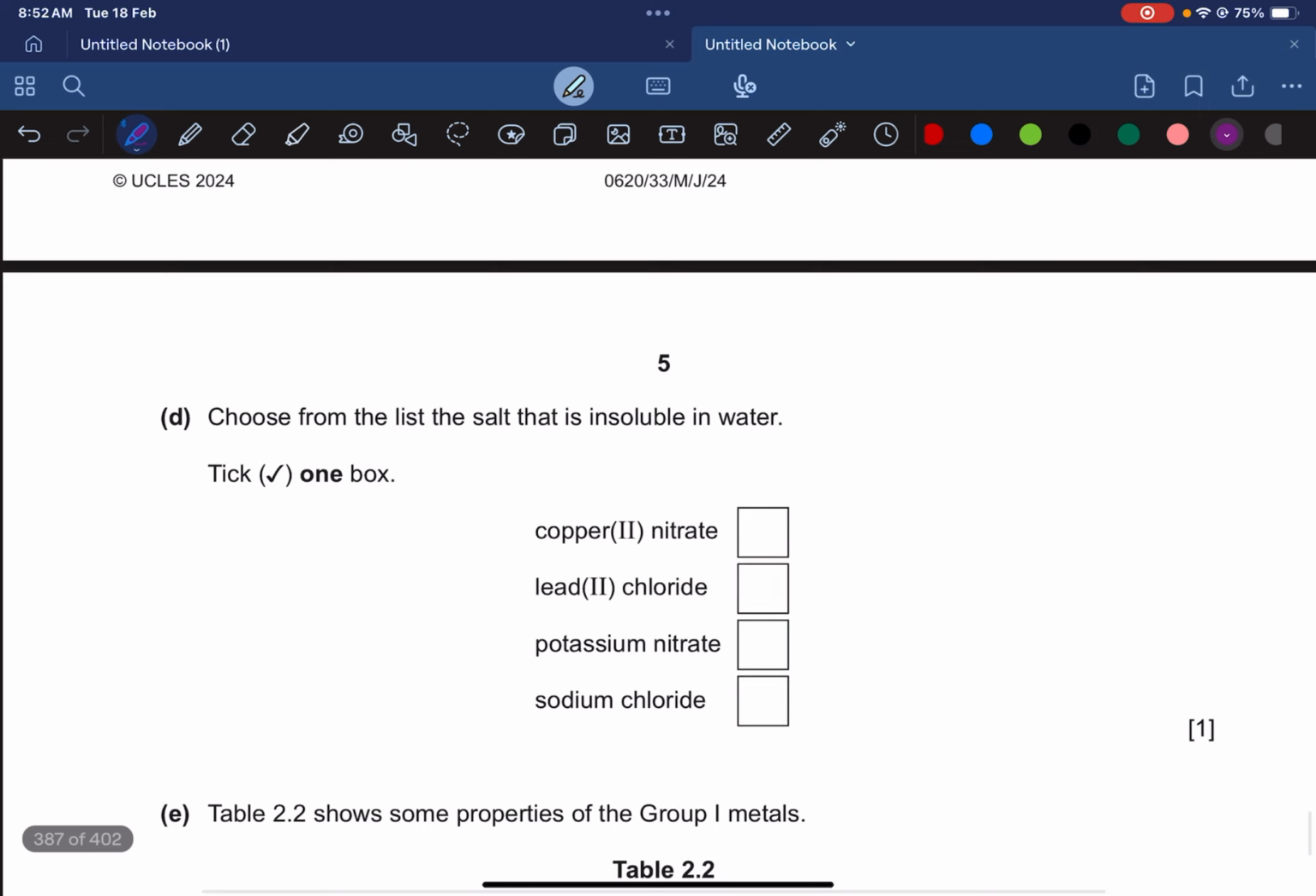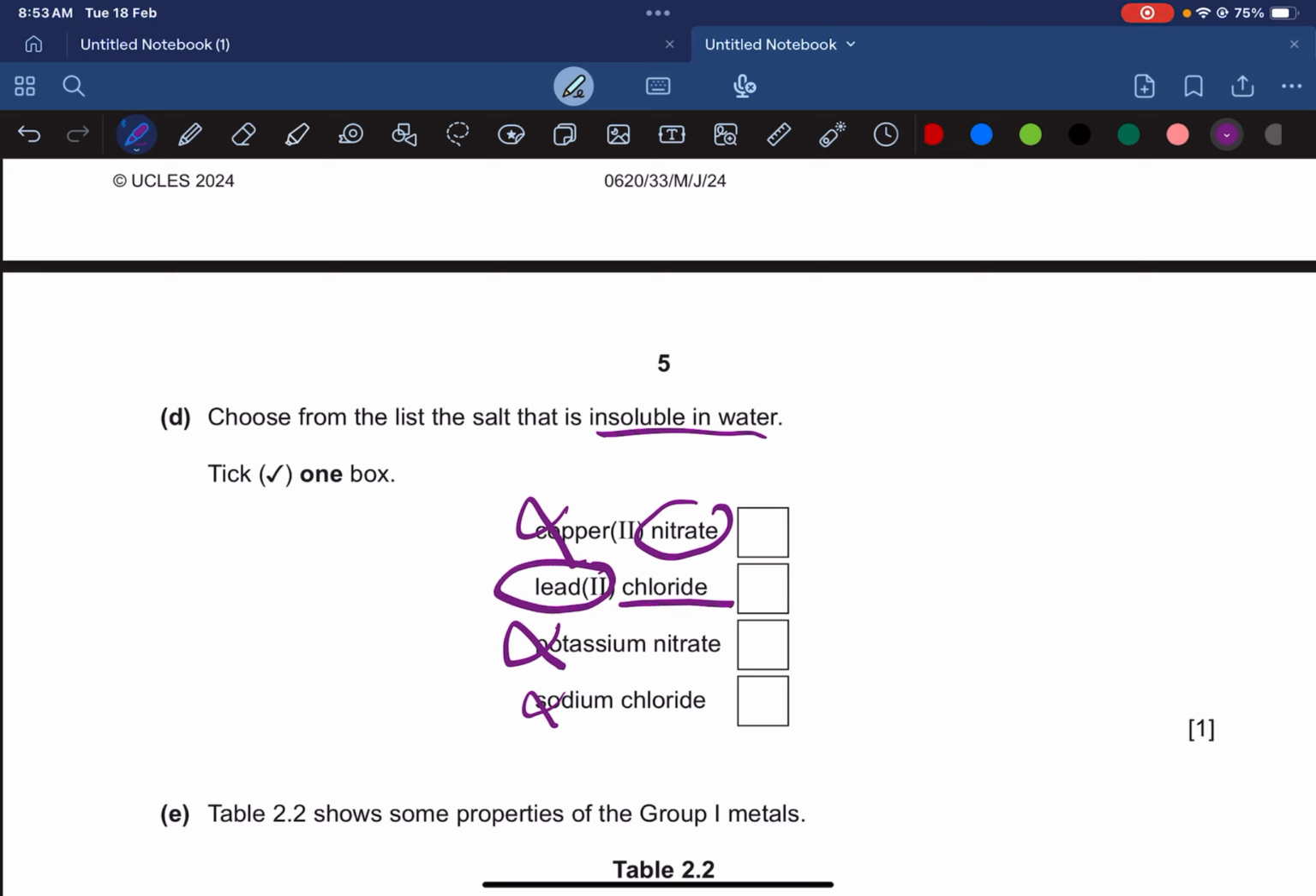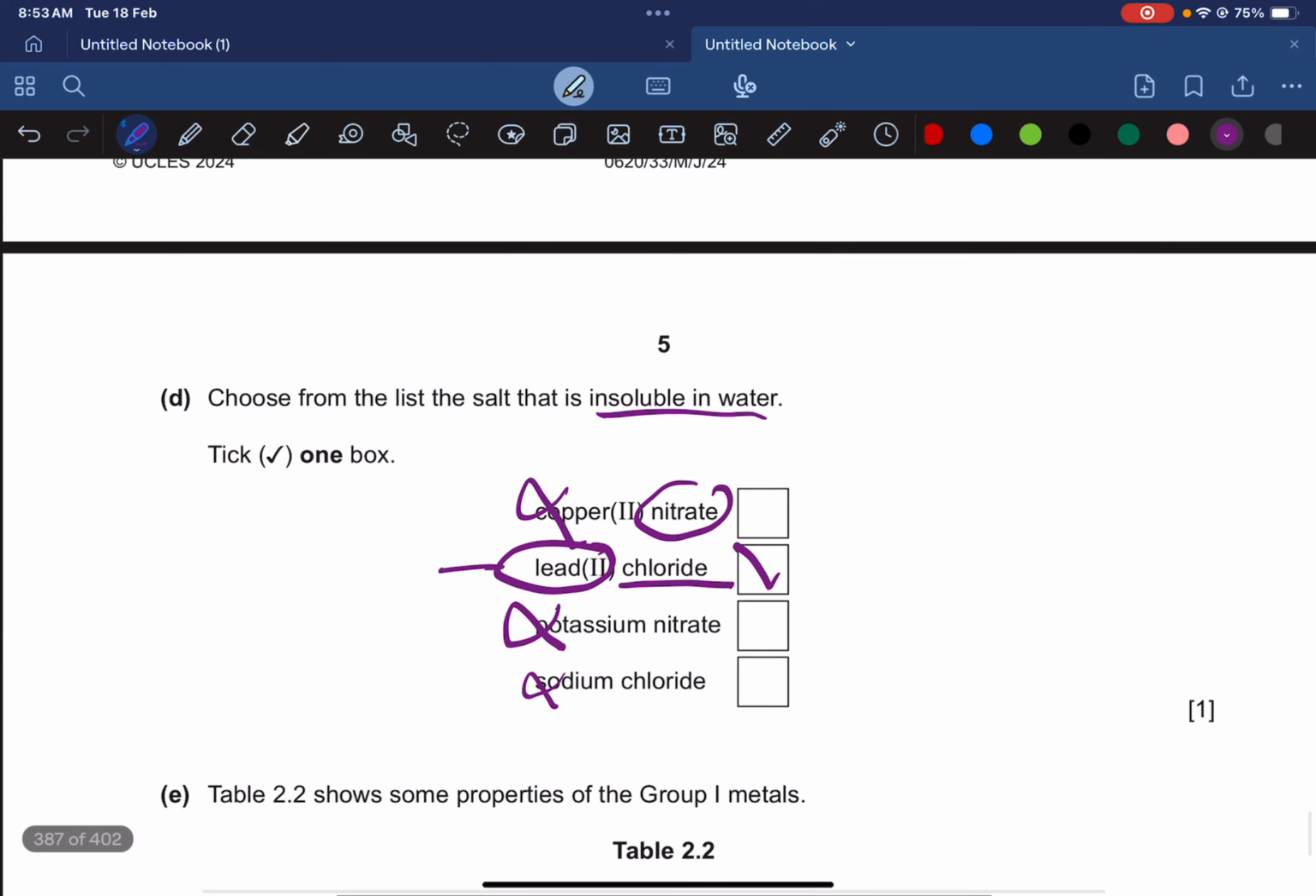Okay, choose from the list the salt that is insoluble in water. All nitrates are soluble, so not this. Lead chloride, wait for this. All potassium salts are soluble, not this. All sodium salts are soluble. Just state the solubility rules while reading out. All chlorides are soluble except for lead and silver, so this is going to be insoluble because that's a lead chloride. That's an exception. Let's move on.